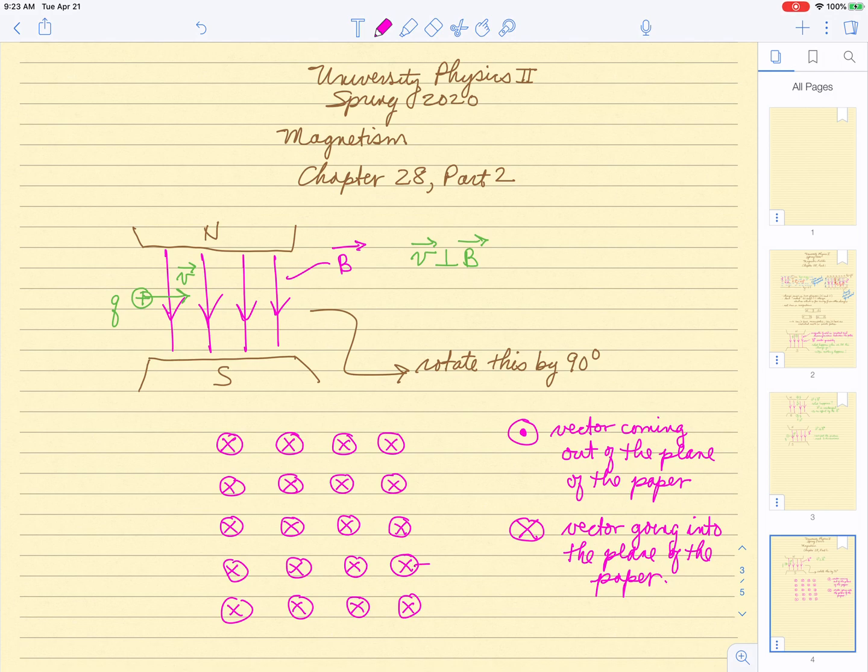So this then is going to be magnetic field into the plane of the paper. And so the north pole is going to be above the plane of the paper, and the south pole will be behind the paper, on a plane behind the paper. And again, we're going to be shooting our charged entity into this magnetic field. And again, V is perpendicular to the magnetic field.